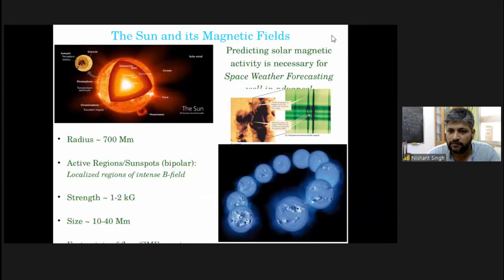You must have learned of Zeeman splitting, and this is the observation from a sunspot where the spectral line is split into these three. The separation between the spectral line, or the splitting, gives you the strength of the magnetic field. So these are kilogauss type fields. The strength is large. I have only written 1 to 2, but that's not true. It can be very large.